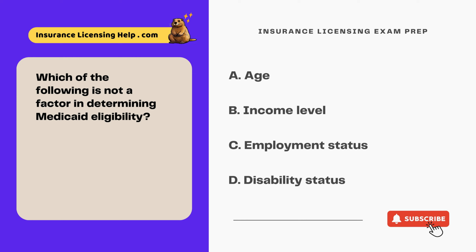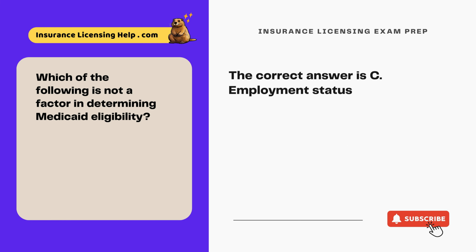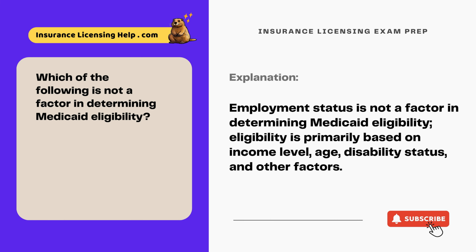Which of the following is not a factor in determining Medicaid eligibility? A. Age. B. Income level. C. Employment status. D. Disability status. The correct answer is C. Employment status. Employment status is not a factor in determining Medicaid eligibility. Eligibility is primarily based on income level, age, disability status, and other factors.